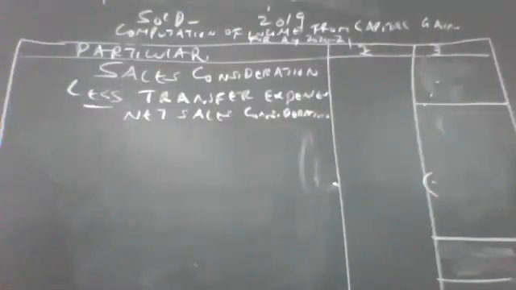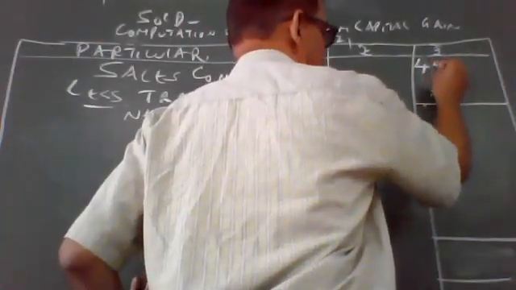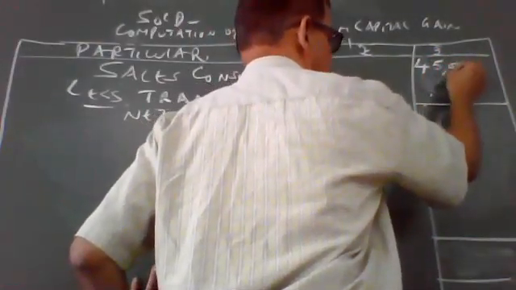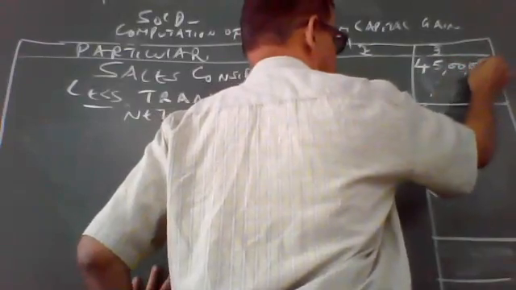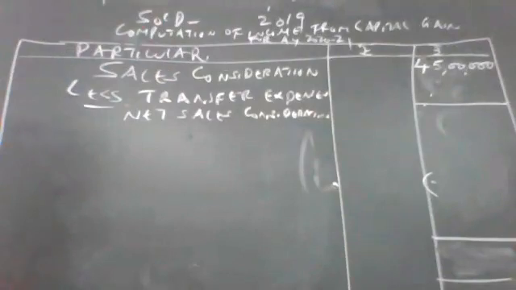Sale is nothing but transfer. Sale or transfer, both are the same. 45 lakhs is the sale. Transfer means you sold. Okay. Then what else? Next.